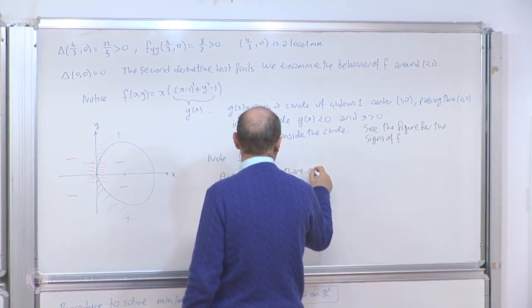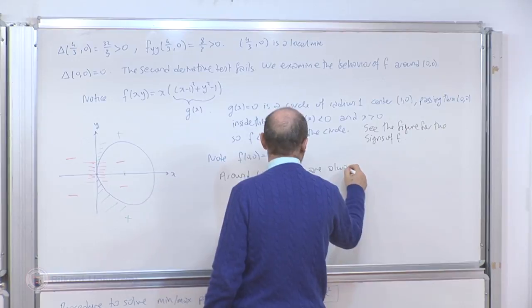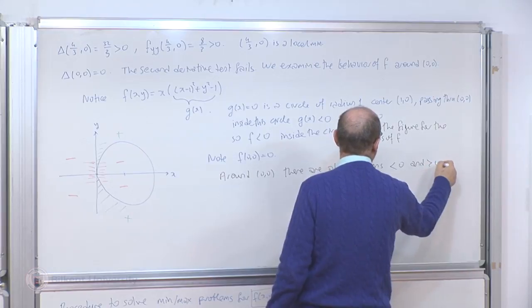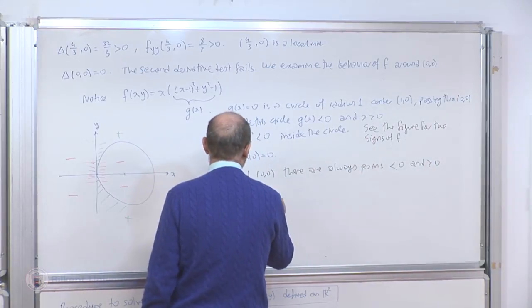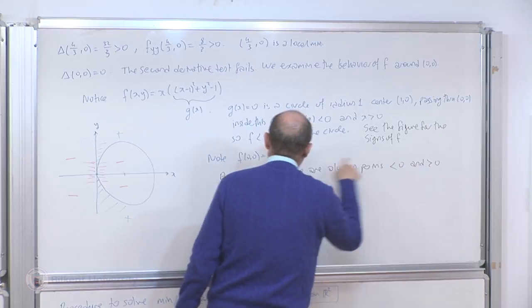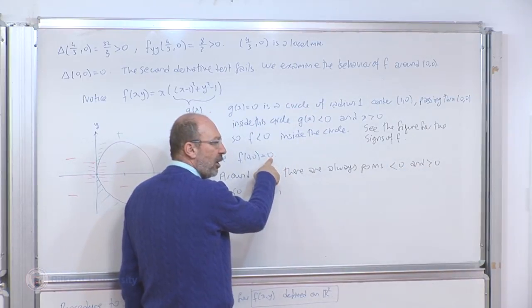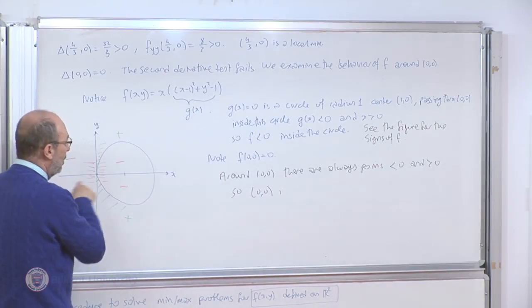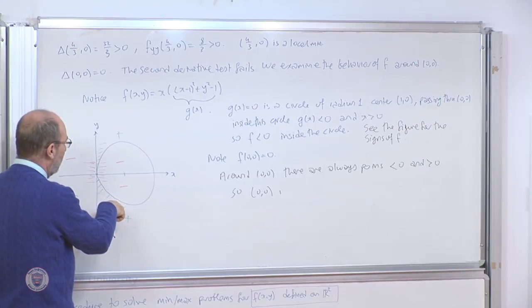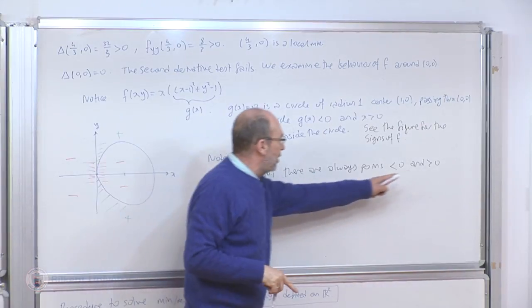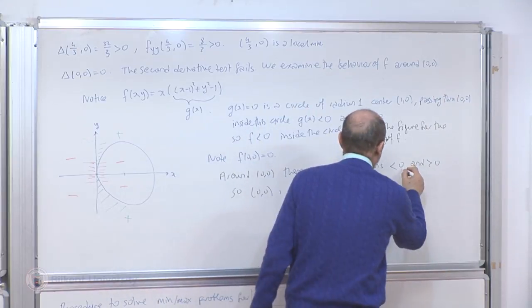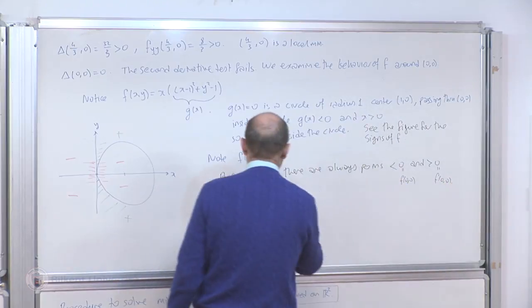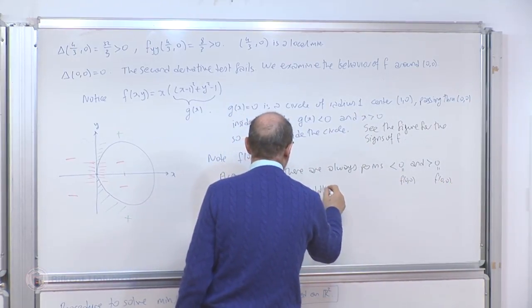there are always points less than 0 and larger than 0. So at (0, 0), well, I'm comparing with this number. If you are approaching the origin along a path in the green region, the value of the function along that path is always larger than the value of the function at 0. So this number here is f(0, 0). Okay? So this is a saddle point.